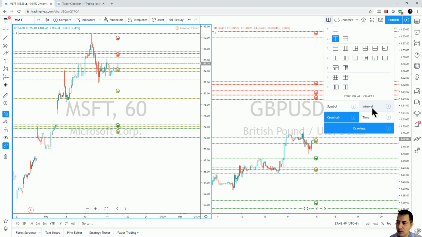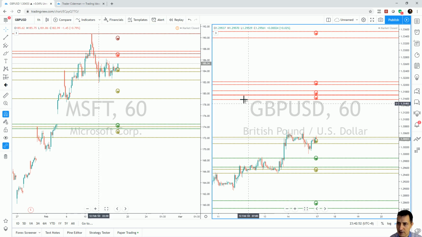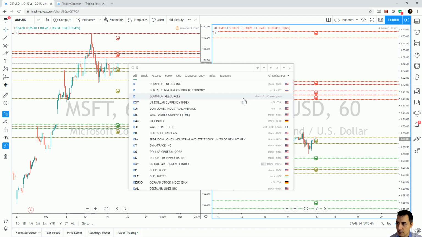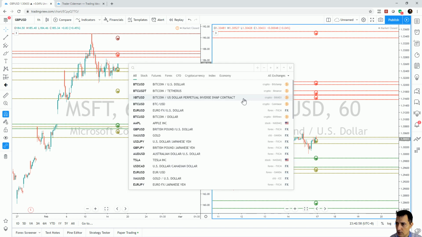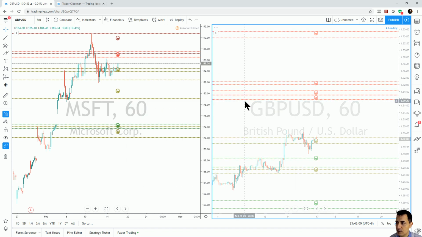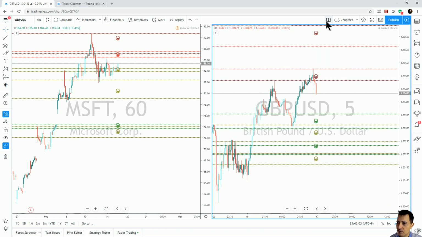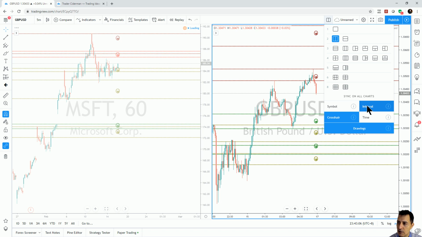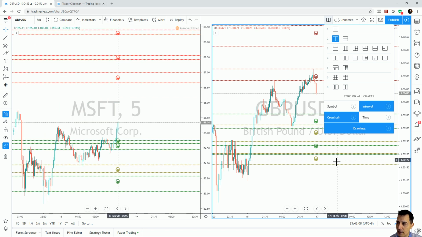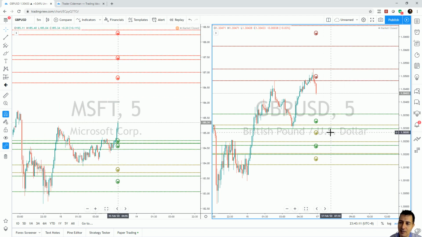Okay, same with the interval. So on the left I got the 60, on the right I'm going to do 5, just to be quick. So 5 on the right, 60 on the left, but I could also sync the interval. So if I do interval syncing, now they are both 5 or both 60, okay, and I'm syncing the interval.